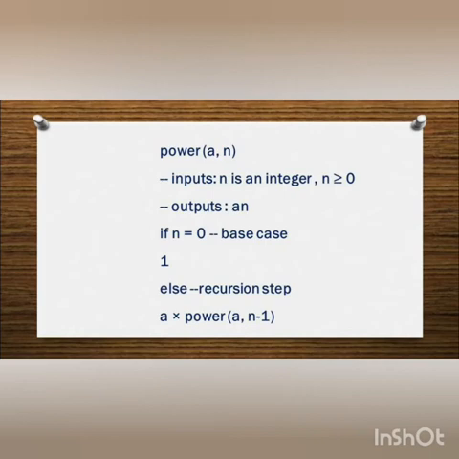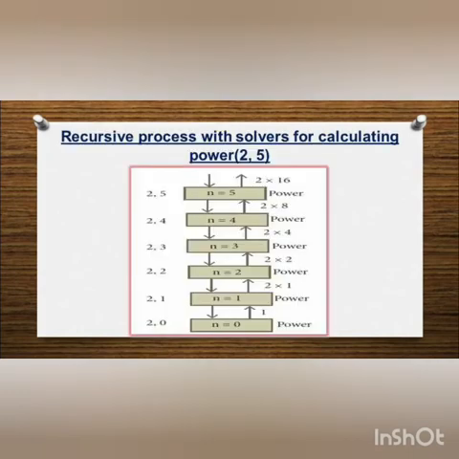What is the recursion step we have to follow here? That is a into power of a comma n minus 1. Here the value of n will be reduced and it is passed to the subsolver. Okay, so in this way only recursion works. The recursion works in 4 steps. It receives the input first, then the input is reduced in each step till it reaches the smaller one. Finally, the last subsolver produces the output and that output passes to the previous subsolver. So, like that it reaches the final answer.